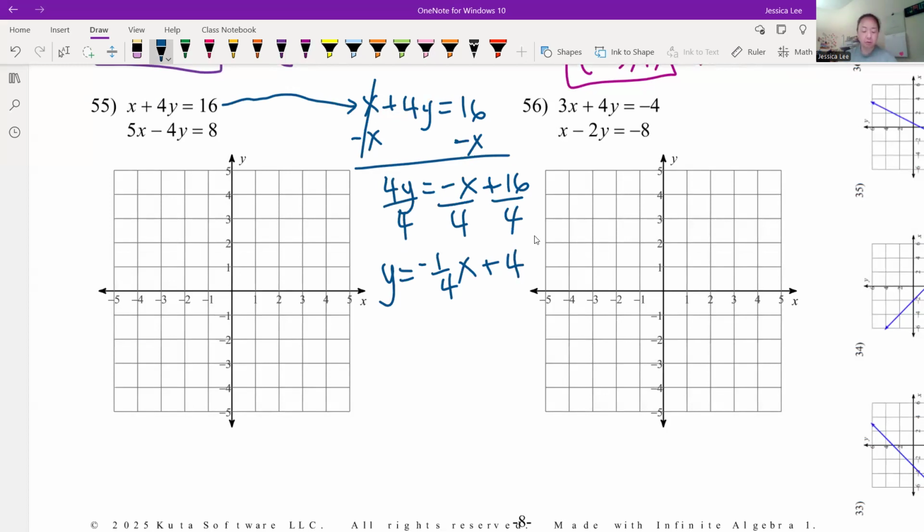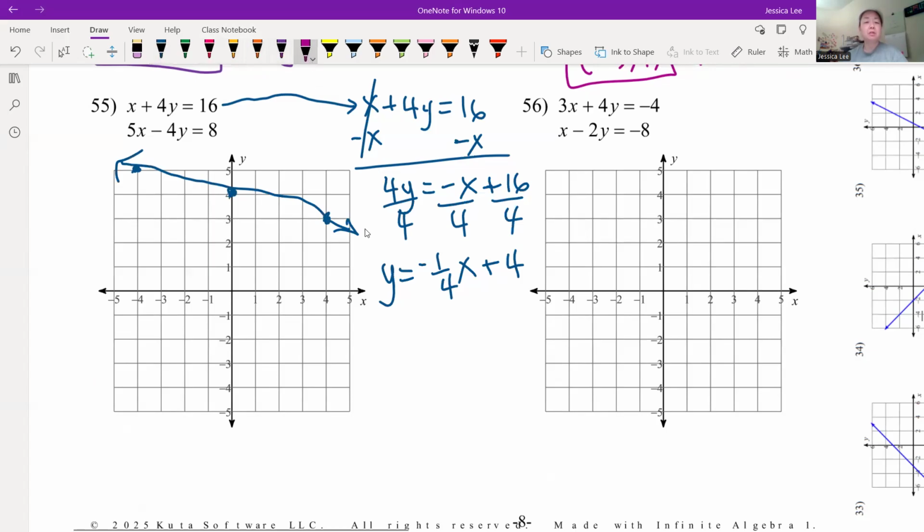All right, so we're going to now graph this. We're going to go to y-intercept of 4. And this is going to be negative 1/4, so up 1, and then to the left 4, so that we keep our negative slope here. And we're going to draw the line. Okay, that is so crooked, but that's fine.